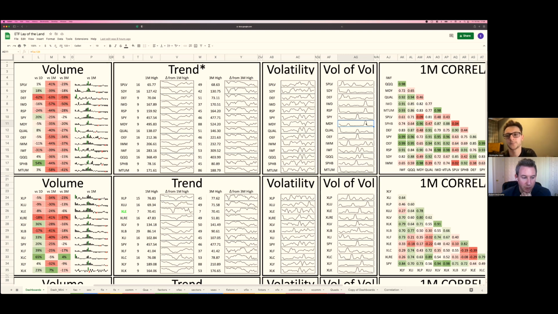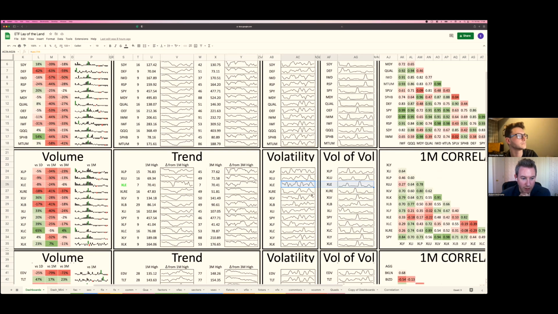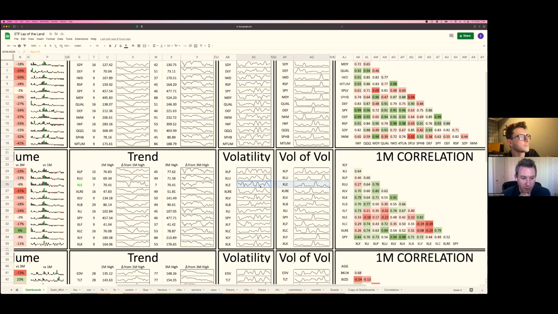Again, I'm going back to XLE because it's the only green one, right? So it's the only one that, in theory, I'm assuming from your rules, you would consider. And with the volatility line trending down, near recent lows, on a percent change from a 1 month high basis, that's giving you another reason.